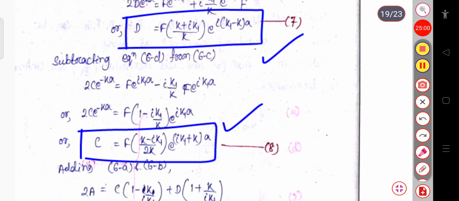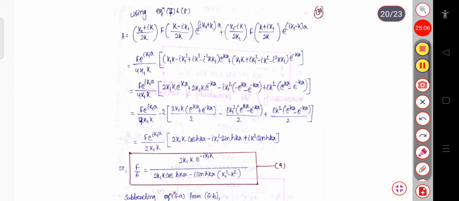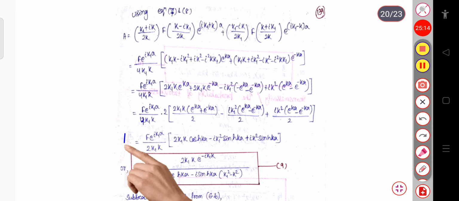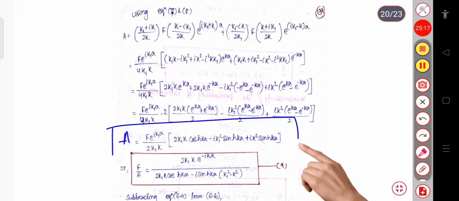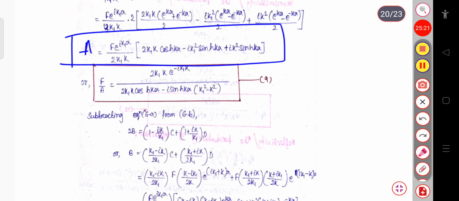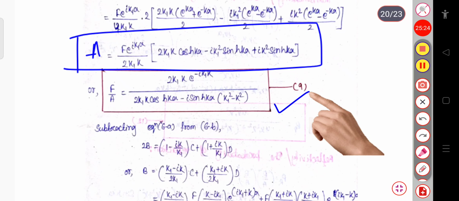Similarly, if you add the two expressions, that is 6A and 6B, you will get the expression for A. So now if you put the values of C and D in the expression of A, you will get the value of A. This is A equal to this much, in terms of F. You can calculate. Now if you divide F by A, if you calculate F by A, you will get this much.